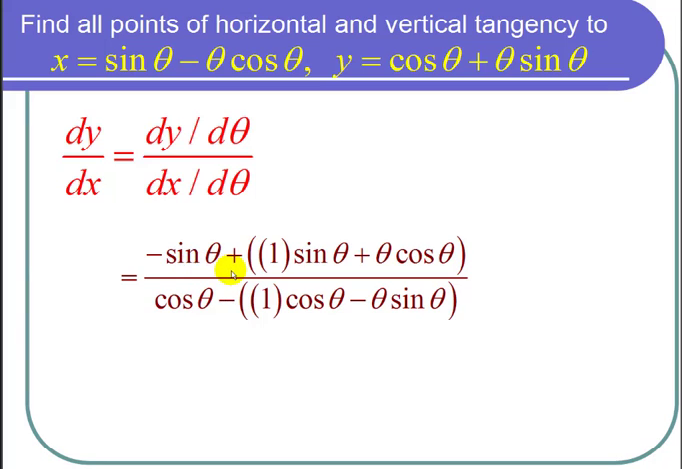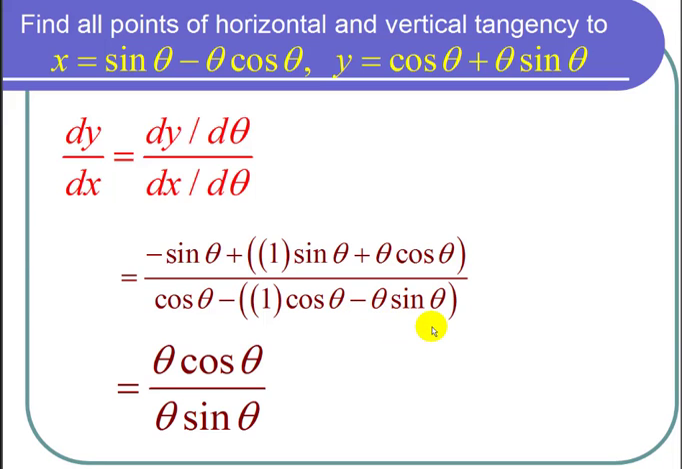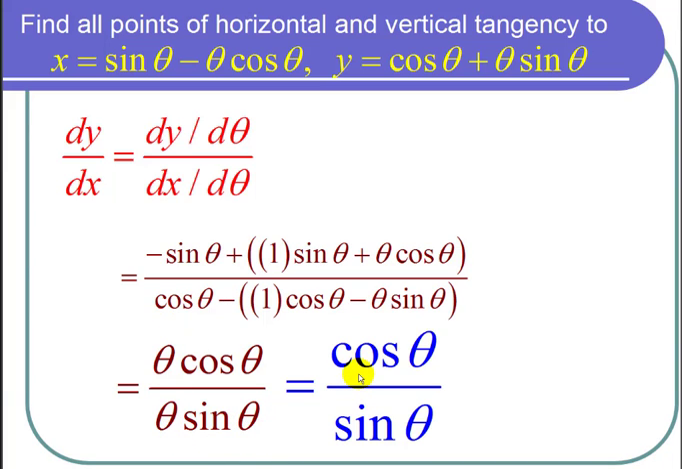So there's my derivative, but let's clean it up a bit. This is negative the sine of theta plus sine of theta. Those go away, and I'm left with a theta times the cosine of theta on the top. Similarly, cosine of theta minus cosine theta goes away, and I have a plus theta times the sine of theta on the bottom. So that means the derivative is theta times the cosine of theta over theta times the sine of theta. And the thetas cancel, and I'm left with the cosine of theta divided by the sine of theta. So remember, I'm finding the horizontal and vertical tangent lines.